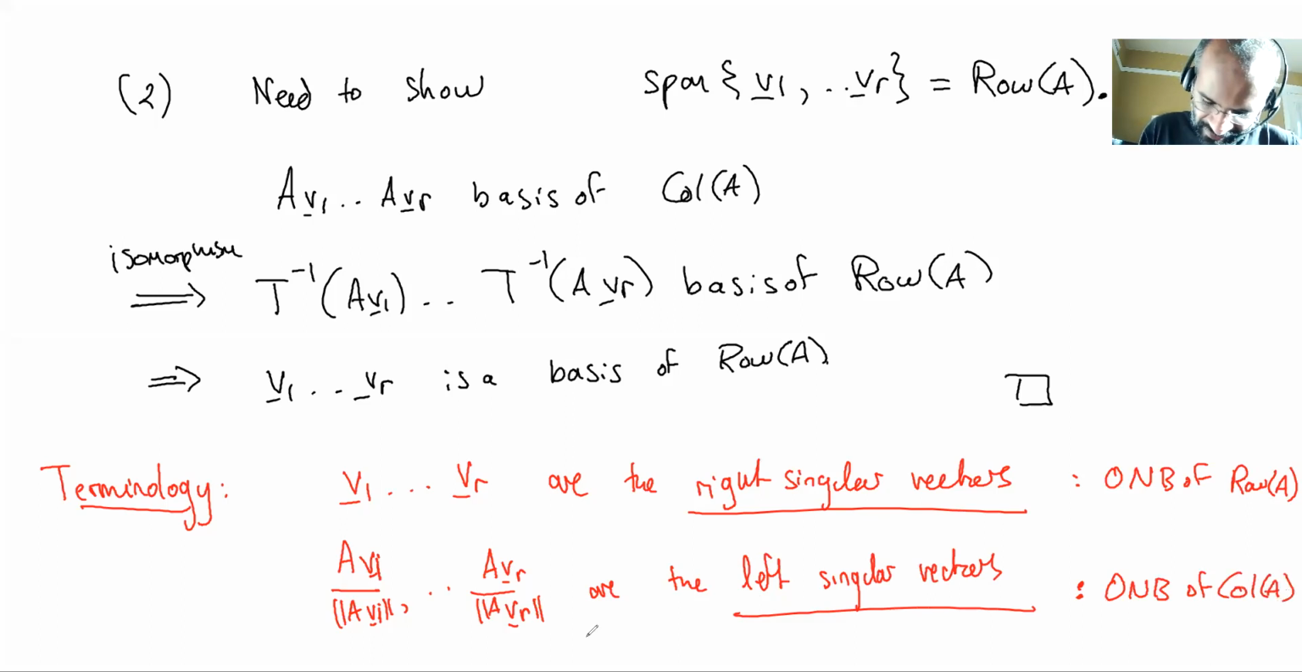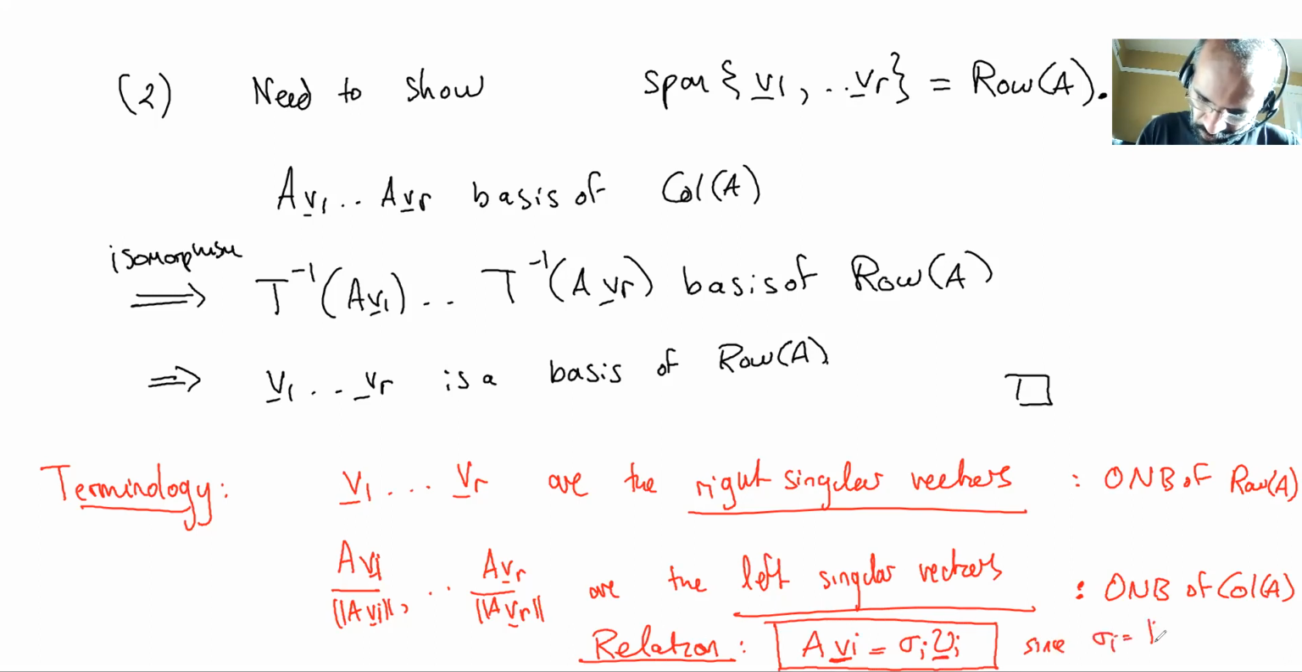And the key relation between them is that A times Vi equals sigma i times Ui. That's just by definition, since sigma i is equal to the norm of A Vi. So this is like the eigenvector equation, except it maps the right singular vectors to the left singular vectors.